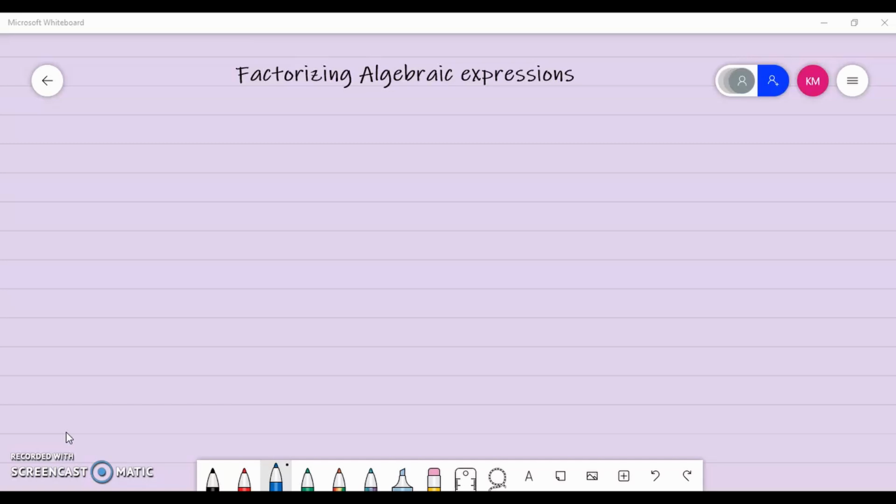In this session, we will be looking at factorizing algebraic expressions. In our last session, we looked at using the distributive law to remove brackets. Let's just quickly review what was done last session.